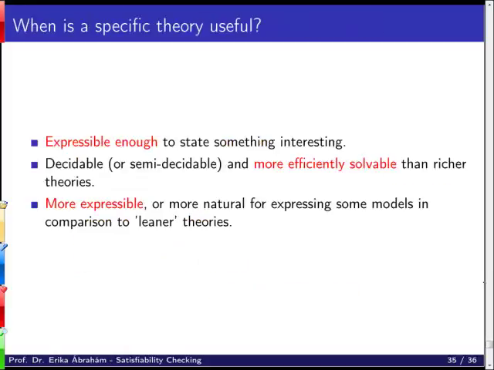So, to conclude, we look at theories which are expressive enough to state something interesting. They should be decidable, or at least semi-decidable. And we would like to restrict ourselves then to fragments where at least we have the chance to solve efficiently. And of course, if there is a language where we can gain some more expressiveness without losing efficiency, then we would like to maximize expressiveness and also minimize the computational complexity.